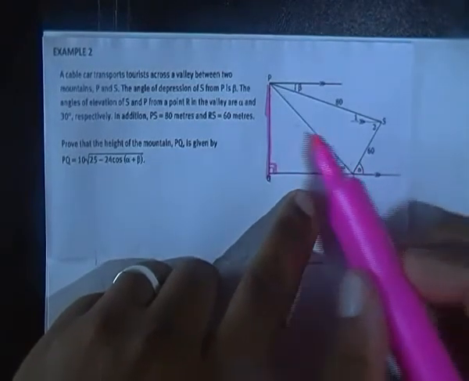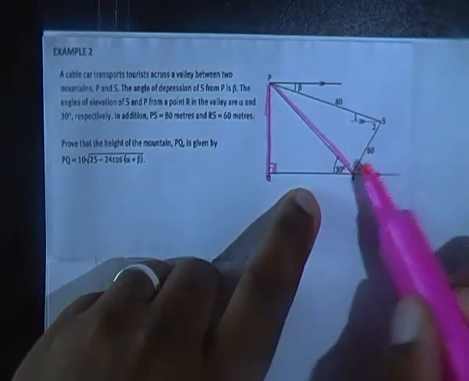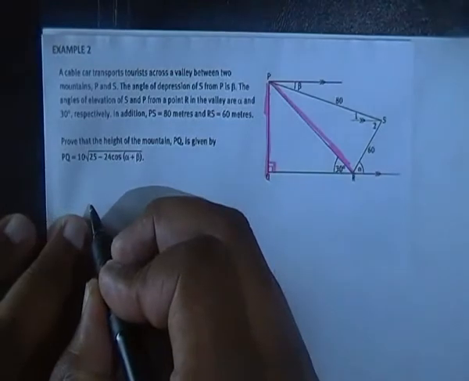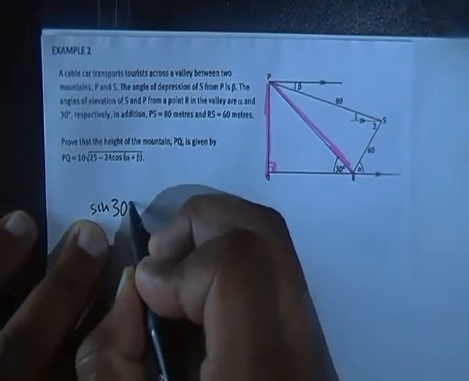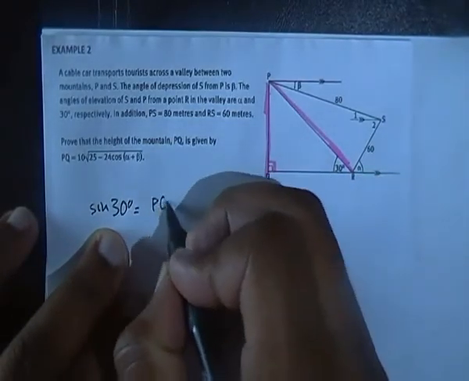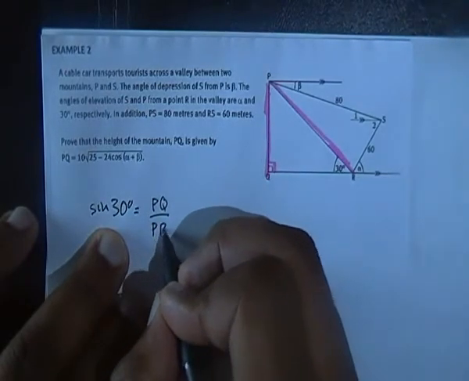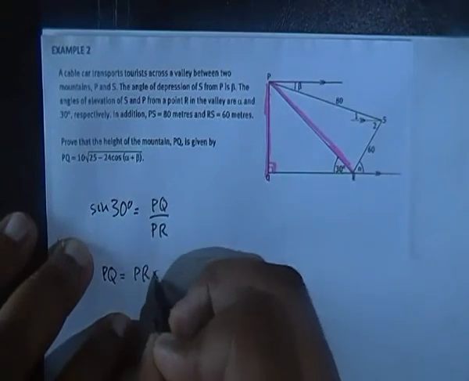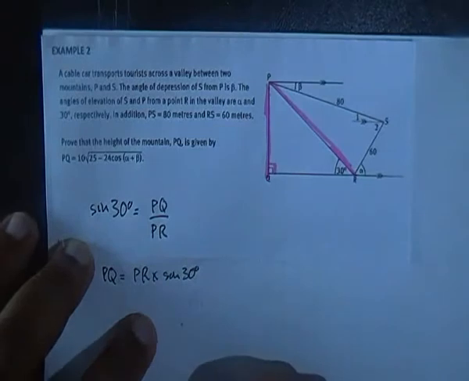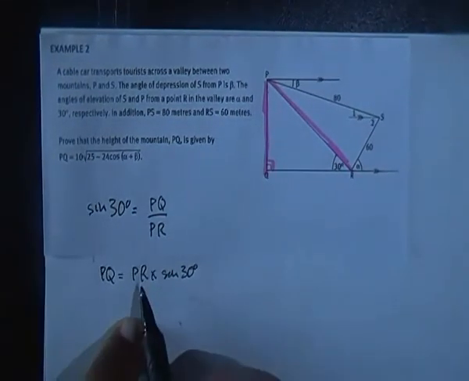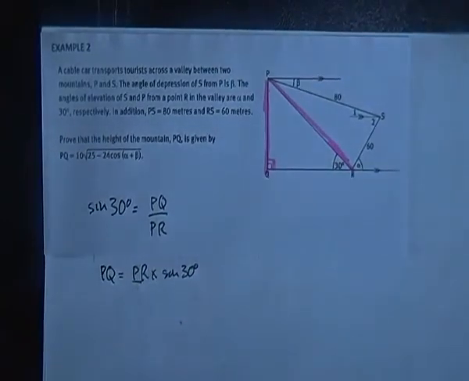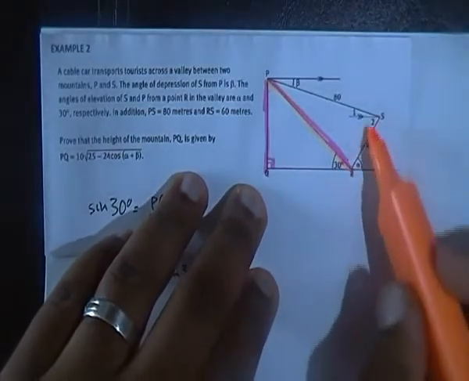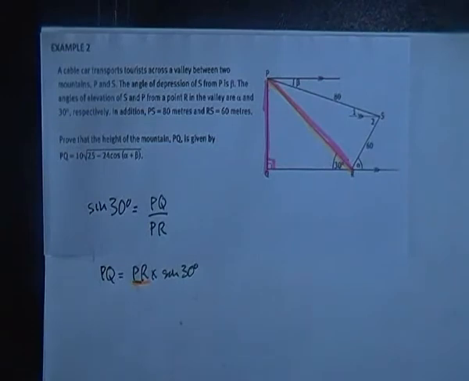This is 30 degrees, and this PR, you see that it's coming from this full triangle here, so we can find it. So what does it mean therefore? The sine of 30 degrees is equal to the opposite, which is PQ, over the hypotenuse, which is PR. If we cross multiply, we'll find that PQ is equal to PR times the sine of 30. We can leave it there for now, because we have to find the length of PR. Which one is PR? There's PR. We're going to have to use this triangle here in order to generate that.